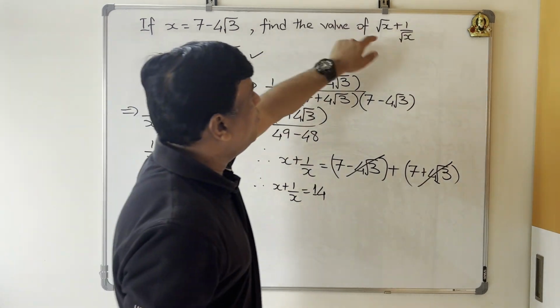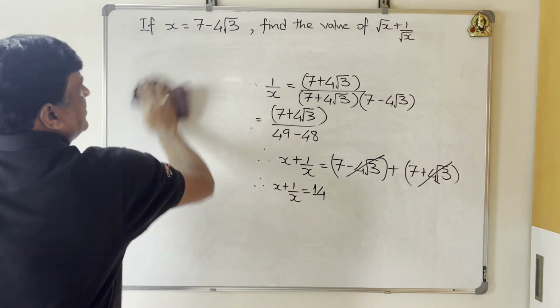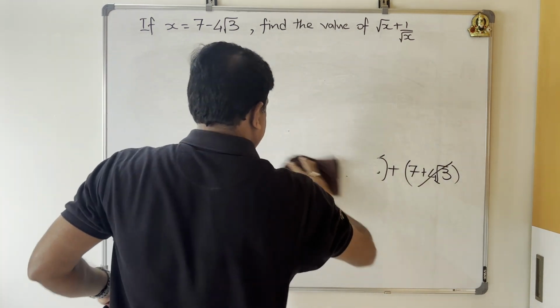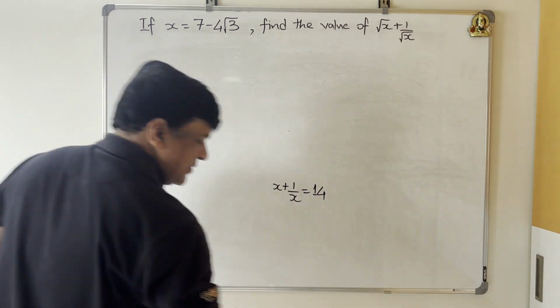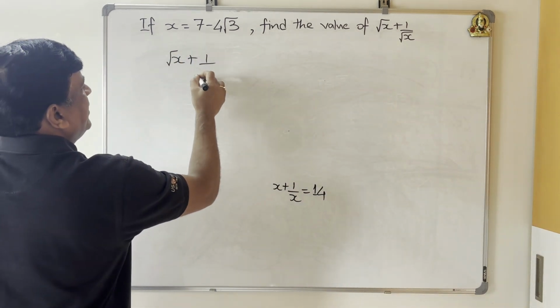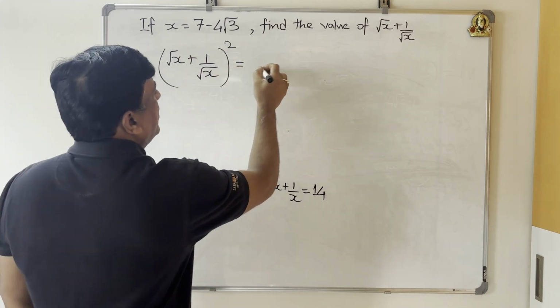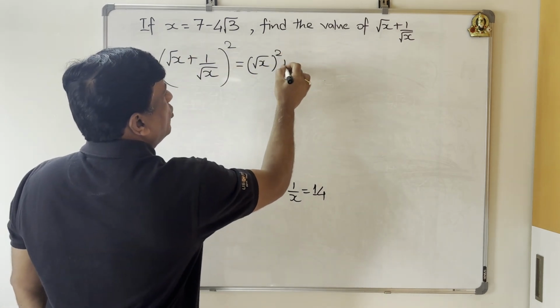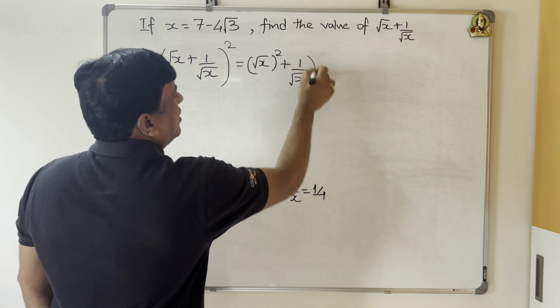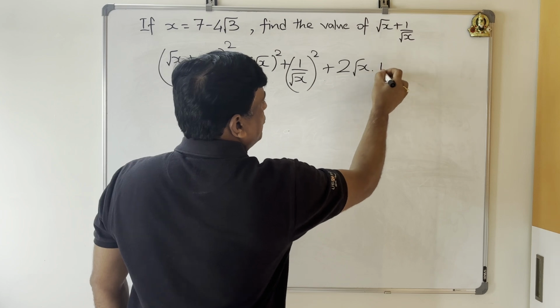Now how are you going to approach to get this one over here? So what do you need to do? Okay, so let's take that value, because that is what I need to find. I have square root of x plus 1 by square root of x. So can I do whole square to this? When I do whole square to this, what do I get? I get root x whole square plus 1 by root x whole square plus 2 times root x into 1 by root x.